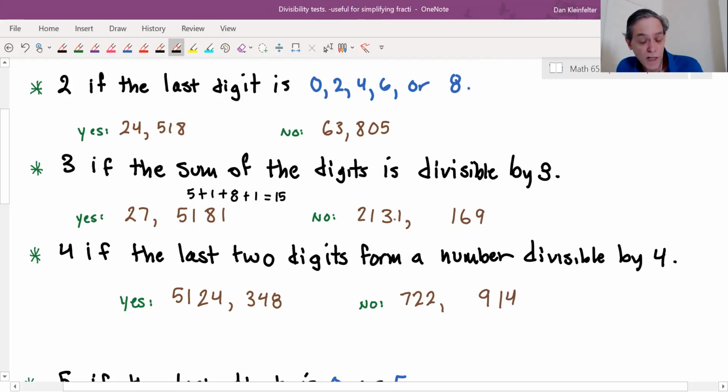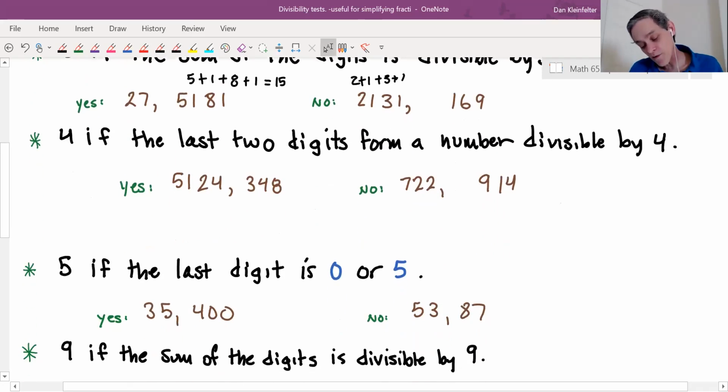For 2,131, 2 plus 1 plus 3 plus 1, that's 7. 7's not divisible by 3. So 2,131 is not divisible by 3. 169, if you add up those digits, 1 plus 9 is 10, plus 6 is 16. 16 not divisible by 3.